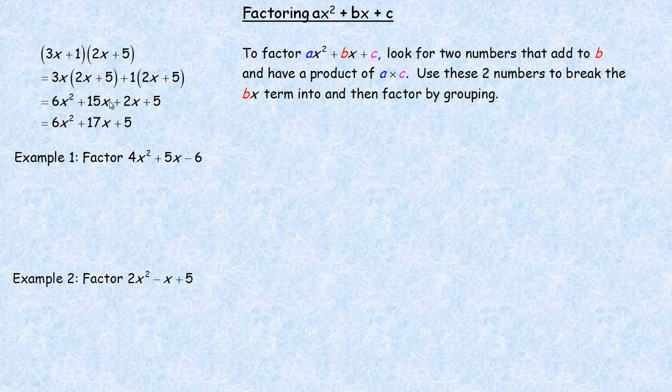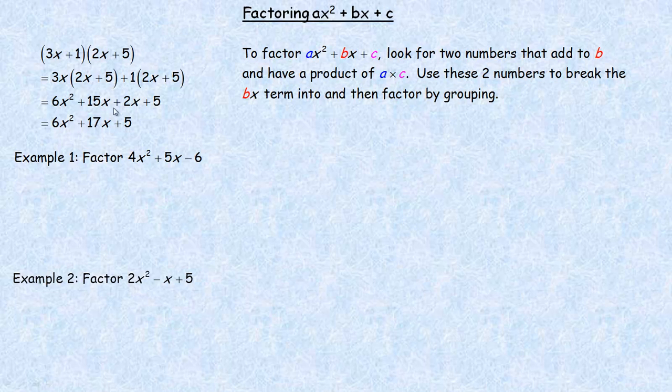Now the idea is, though, how do you know what to break the 17x down into? Why is it 15x and 2x? Why couldn't it be 4x and 13x? Well, you see, we want to break it down into the two terms so that this factoring by grouping works. And notice that if you start with this here, obviously the 15 and 2 add to 17. But if you take the product of 6 and 5, that's 30. And 15 and 2 add to 17, but they also multiply to 30. See, 15 times 2 is 30, just like 5 times 6 is 30.